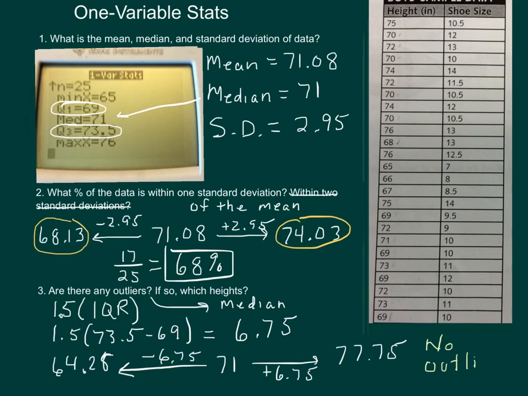Donnie, question? Good. Ben, question? Where did you get 6.75? I got 6.75 because I multiplied 1.5 times our interquartile range. And that comes from Q3 through Q1 there.